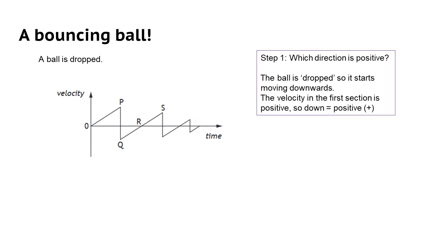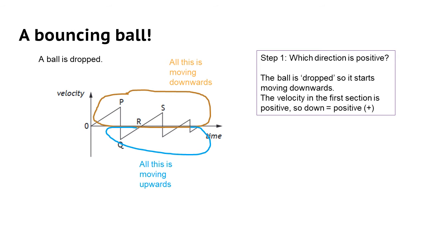Sometimes if it says the words the ball is dropped, then the first movement, if you drop something, is always going to be downwards. So if the movement is downwards, then that means in this case O to P here is positive. So that means that positive is downwards. So everything above the axis is basically moving downwards, and everything below the axis is the ball moving upwards. And I'd actually put these circles on if you're trying to work this out, because it helps keep you in the right direction.